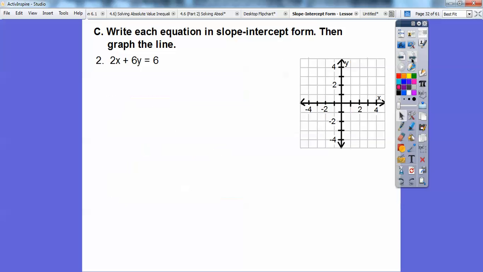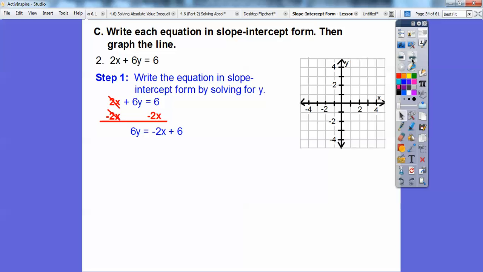Let's try another one. Okay, this one is not in slope-intercept form. So what we have to do is solve for y. So we're going to subtract 2x on both sides, and we get that equation, and then we're going to divide by 6, by this 6 right here, because we want to solve for that y right there.